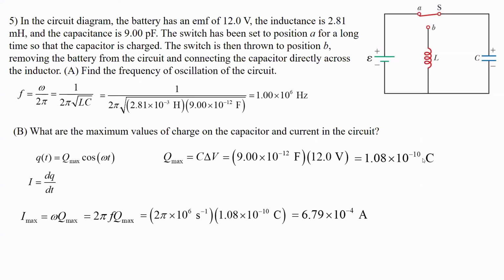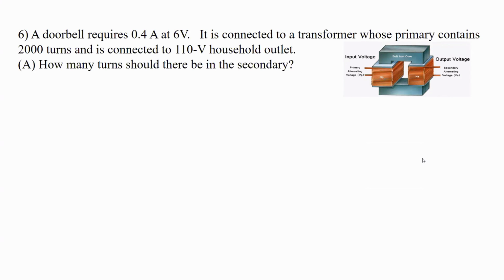All right, let's go on to the next one. Most doorbells do not have 110 volts shock to guests; most of them are just less than 12 volts. Most of them are 12 volts. This one is at 6 volts, and it has a current of 0.4 amps. It's connected to a transformer whose primary contains 2,000 turns and is connected to 110 volts, a household outlet. It's typical. So how many turns should there be on the secondary to achieve 6 volts?